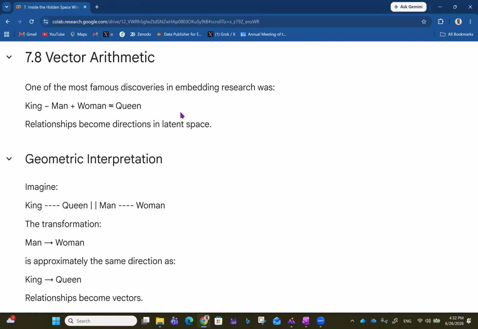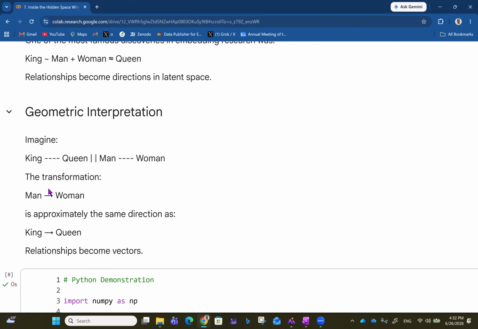Then we have vector arithmetic. One of the most famous discoveries in embedding research was the fact that king minus man plus woman is approximately queen. So relationships become directions in latent space. Of course, these are human words, but in vector form, we can understand the concept. Imagine the geometric interpretation, for instance, king, queen, man, woman. The transformation from man to woman is approximately the same direction as king to queen, because of the domains in which they operate. So relationships like that become vectors.